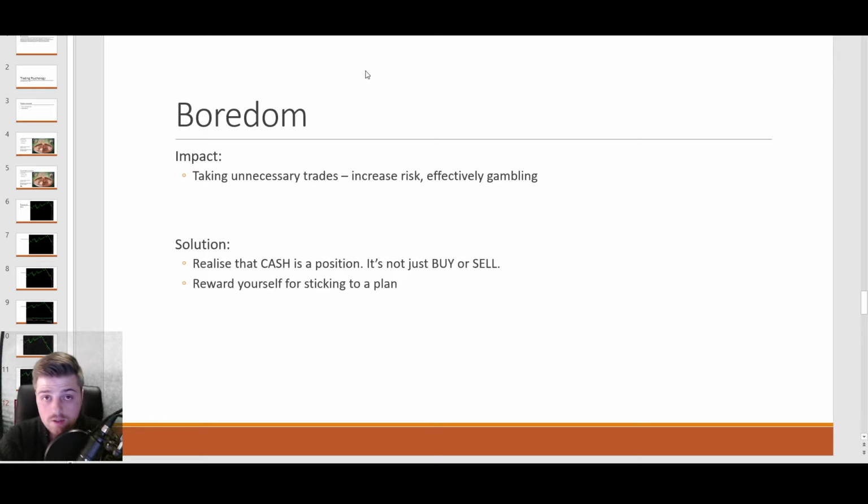Cash is a position. Being long or being short, fair enough, but cash is also a position. So it's 3 positions on the market. You've got to be aware of that. And ultimately, you've got to reward yourself for not taking trades. It may sound silly, it may sound almost childish, but I strongly recommend that you reward yourself. Whatever your simple life pleasures are, just best if it's not food. You'll get fat very quickly.